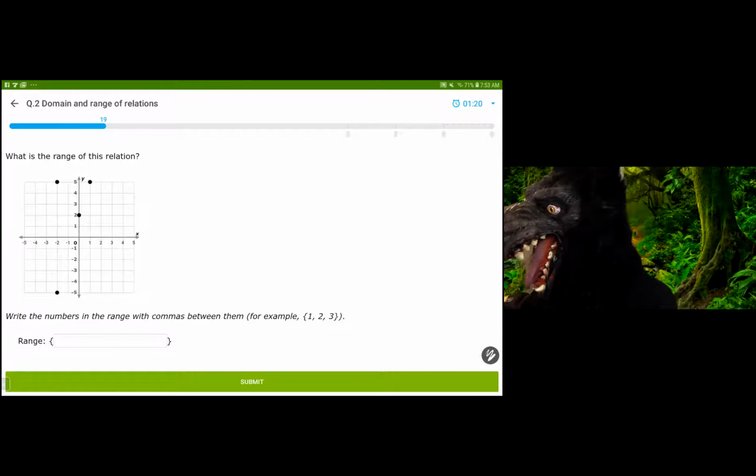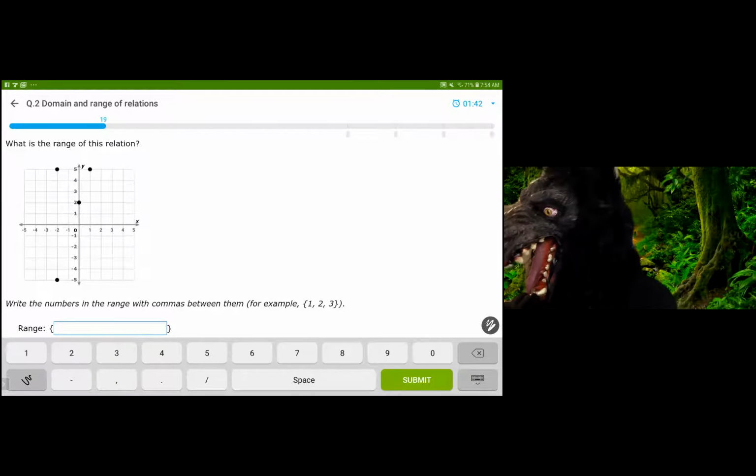Let's see. We want to write the numbers in the range with commas between them. So we want the range of this relation. The reason they keep calling it a relation is because to be a function, those two values that go with the -2, we've got a -5, but we also have a +5. So we have a -5, a 5, because we're looking for the range. We have a 2, and it looks like that's it. 2, 5, and -5. It's all the y values that you see.